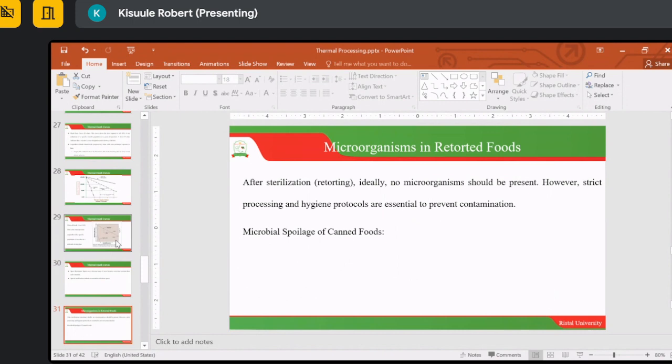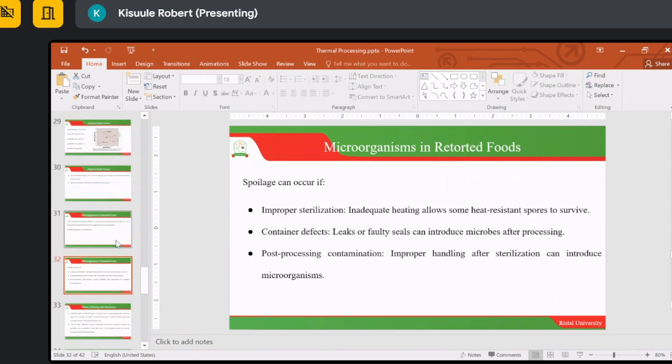Remember, we saw that only the sterilization method, where we expose the foods to high heat for a longer period of time, helps us in destroying those spores. After sterilization, retorting, ideally no microorganisms should be present. However, strict processing and hygiene protocols need to be followed to ensure that no further contamination happens after sterilization has been done.